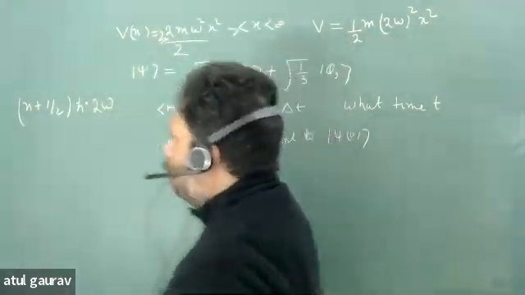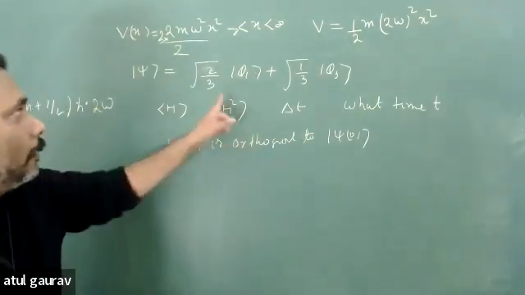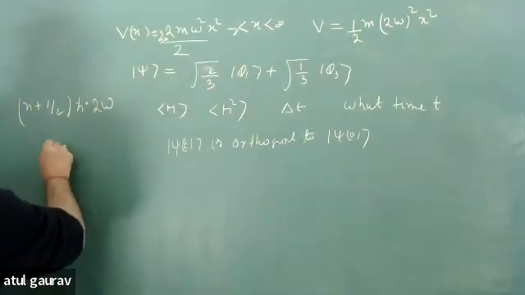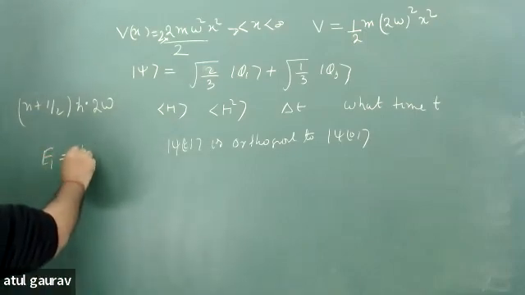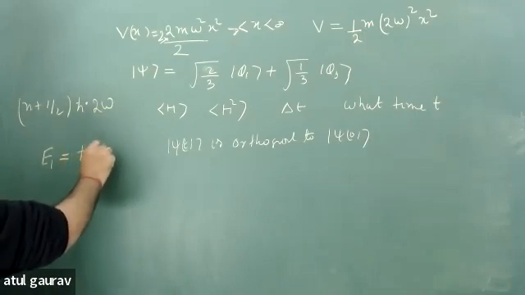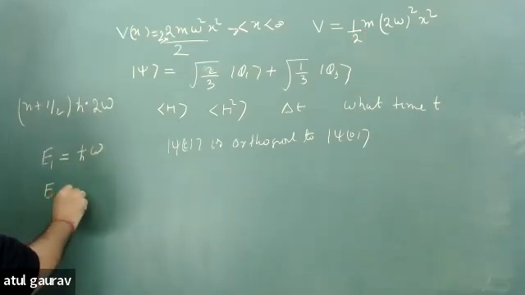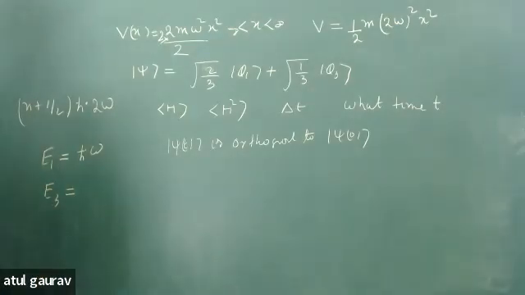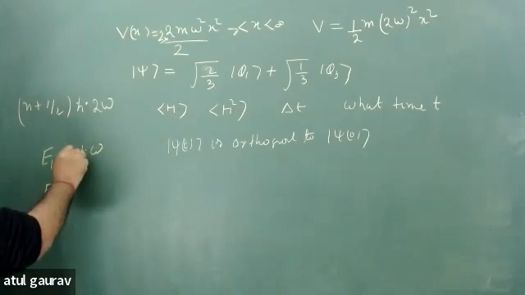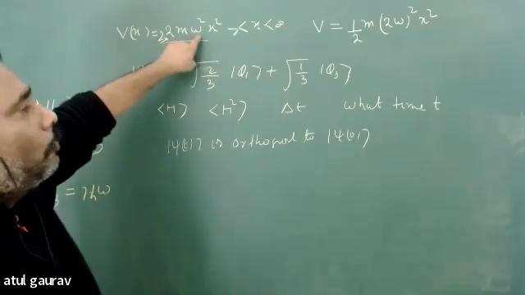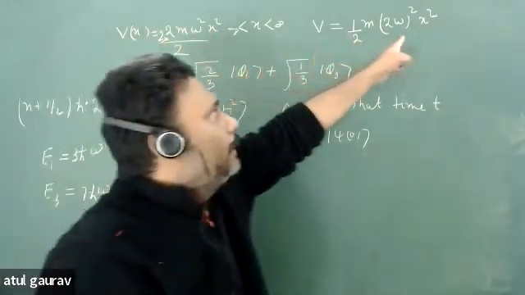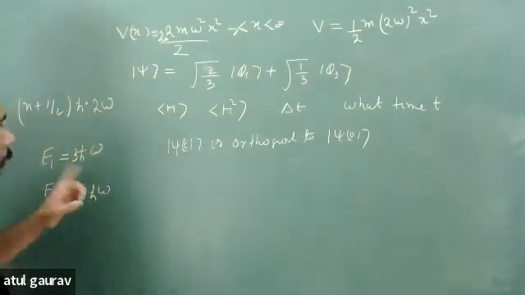So what will be your E1? N is equal to 1 is given. So what is your E1? It will be 3 h cut omega. And what is your E3? That is 7 h cut omega. So always you have to take care of what is omega effective. You have to write in this term and then you can go for this.